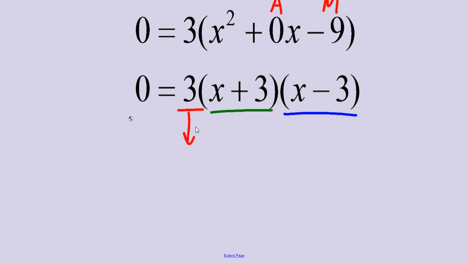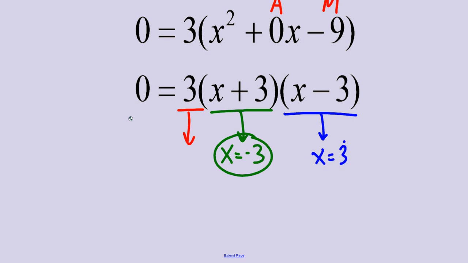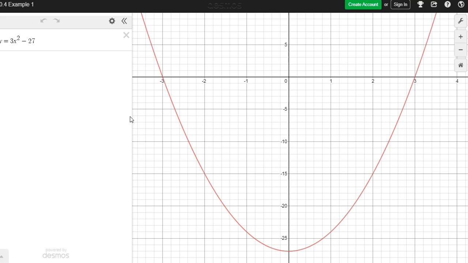Can it be the red thing? Nope, because that's just the number 3. But it could be the green thing. The green thing would equal 0 if x equaled negative 3. There's one of my solutions. And the blue thing would be 0 if x equaled 3. There's my 2 solutions. So I know that the x-intercepts for that graph are negative 3 and positive 3. And then I think you hopefully remember by now how you go through the rest of that process.